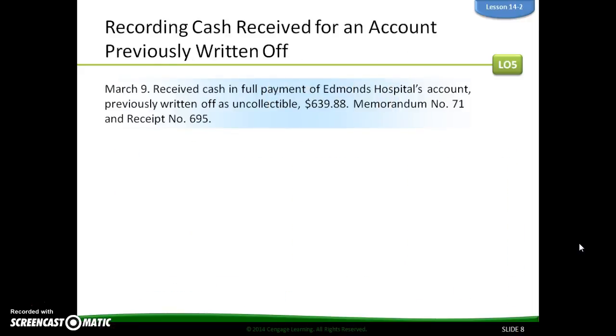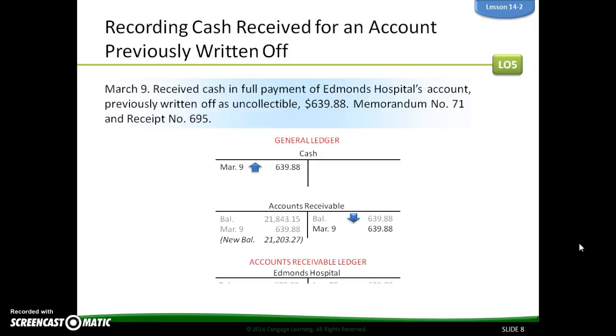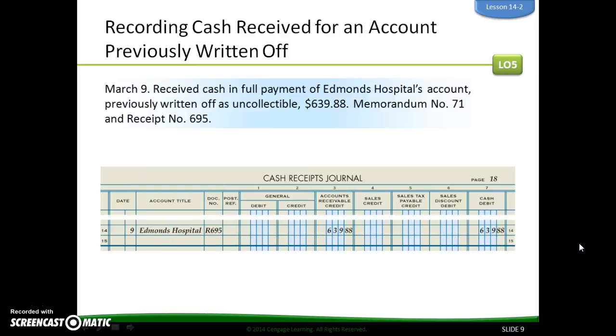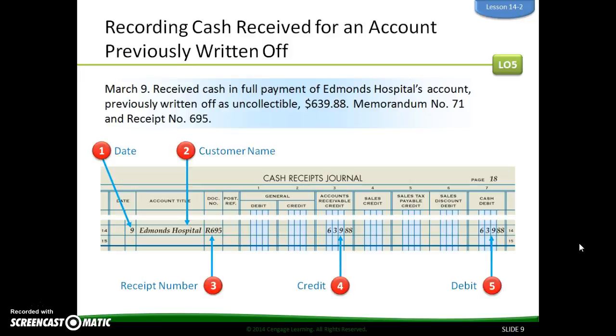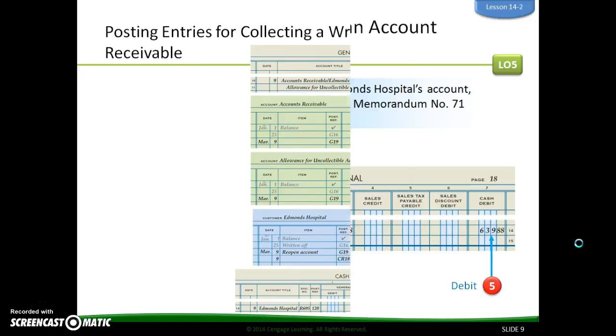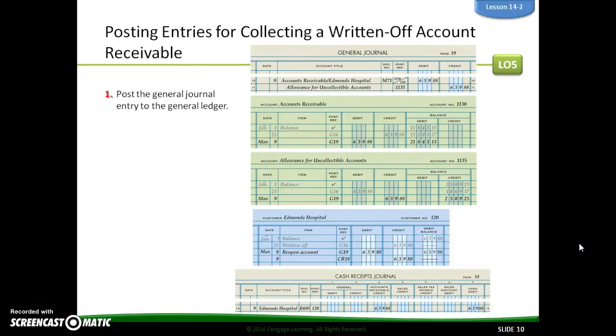And now we're going to go ahead and post the cash so that we can post that payment. In the cash receipts journal, we're going to do the accounts receivable credit, and we're going to go ahead and debit cash. Make sure we reference the receipt number. And then we need to make sure we post the general journal entry in the general ledger.